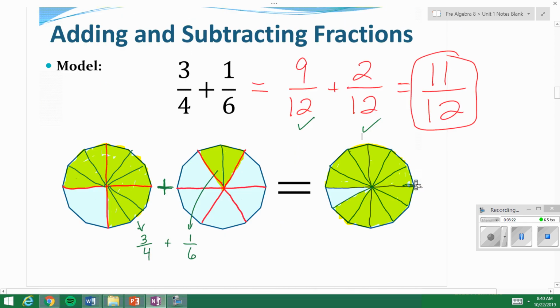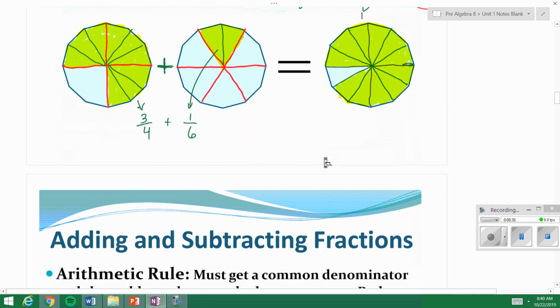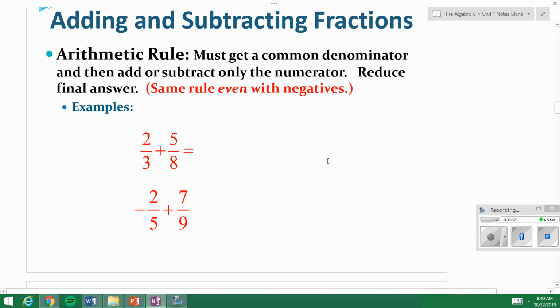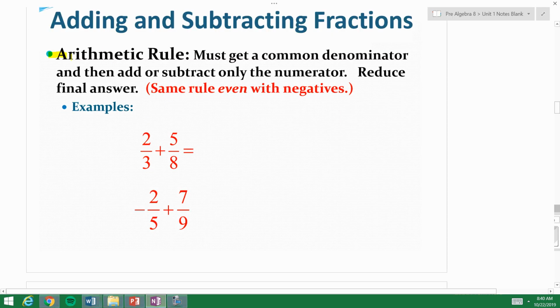Some people may have actually even split these pizzas up even further, and you might have just made 24ths, right? That would have taken a little more effort to draw out, but not too much more effort to do with arithmetic, okay? So the arithmetic rule, let's highlight it up. You must get a common denominator, make equivalent fractions with a common denominator, and then we're going to add or subtract only the numerator part. Okay, and then we're going to reduce that final answer.